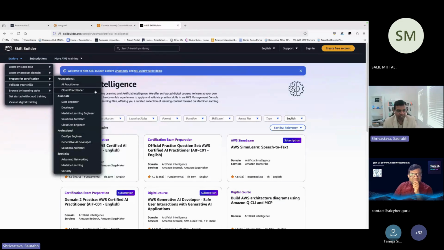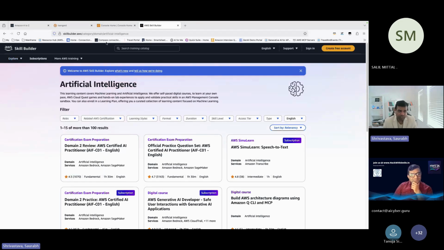So AI practitioner, then machine learning engineer, and Gen AI developer, this will give you a full career path. And also if you are already in a career, go to the next level. It will help you to upskill yourself. Now, if you go to the AWS Skill Builder, I have put the link in the slide. It has all the courses available free for you.